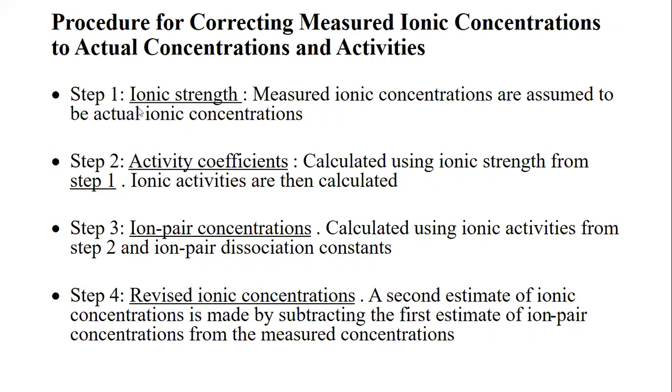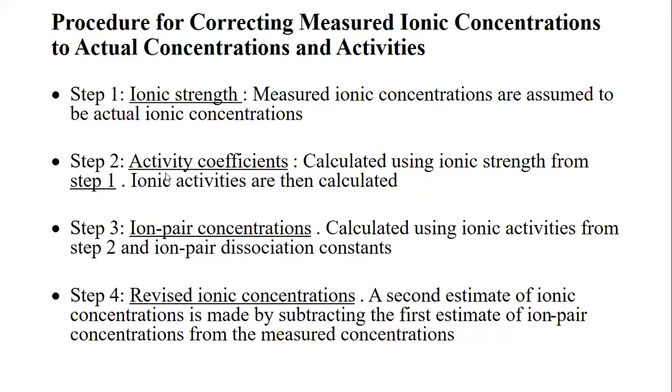Step 1, ionic strength: measured ionic concentrations are assumed to be actual ionic concentrations. Remember when we said, when you measure, say, calcium, it gives you in the laboratory the total. It gives you calcium plus all the other species with it. In the first case, we're going to assume what you get is only calcium. You measured calcium total, we'll assume that's only calcium. So the measured ionic concentrations are assumed to be the actual ionic concentrations.